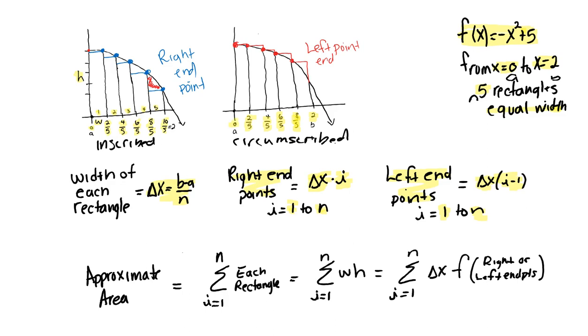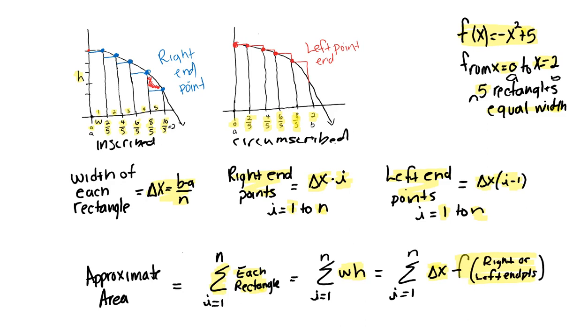And then we talked about how to actually approximate the area. What we were doing was adding up each one of the rectangles, and that's where we have our sigma notation. We had to develop a formula for each rectangle. Finding the area of a rectangle is width times height. The width of each rectangle was delta x because it's the same for each rectangle. And then the height of those rectangles was defined by the curve at either the right or left endpoints.